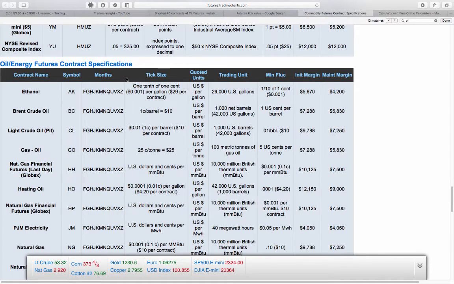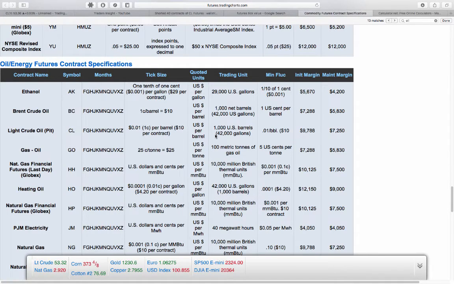Next, you're going to have the months, but we won't really get into that now. We'll have a tick size. So the tick size for oil is every 1 cent. So every 1 cent it goes up and down is going to equal $10 per contract, either profit or loss. And then we get to our trading unit.